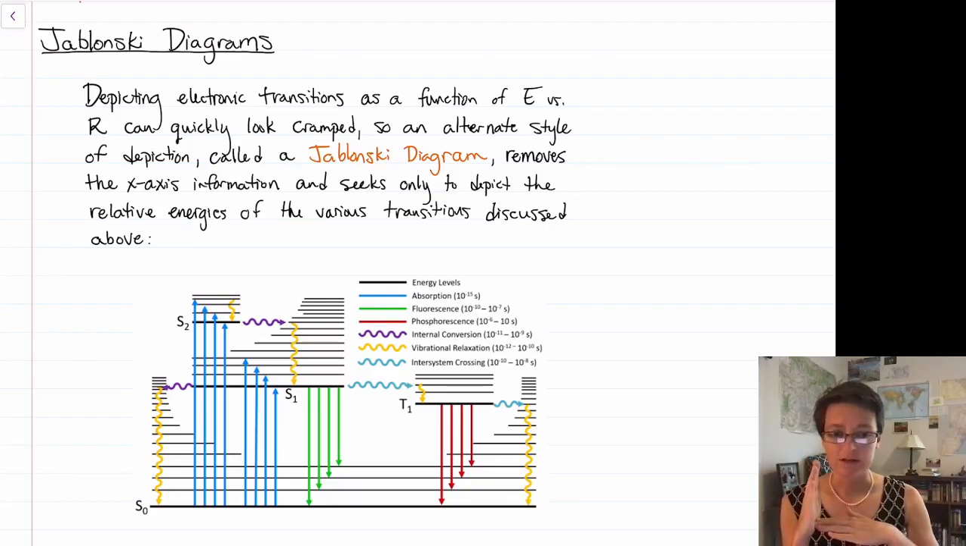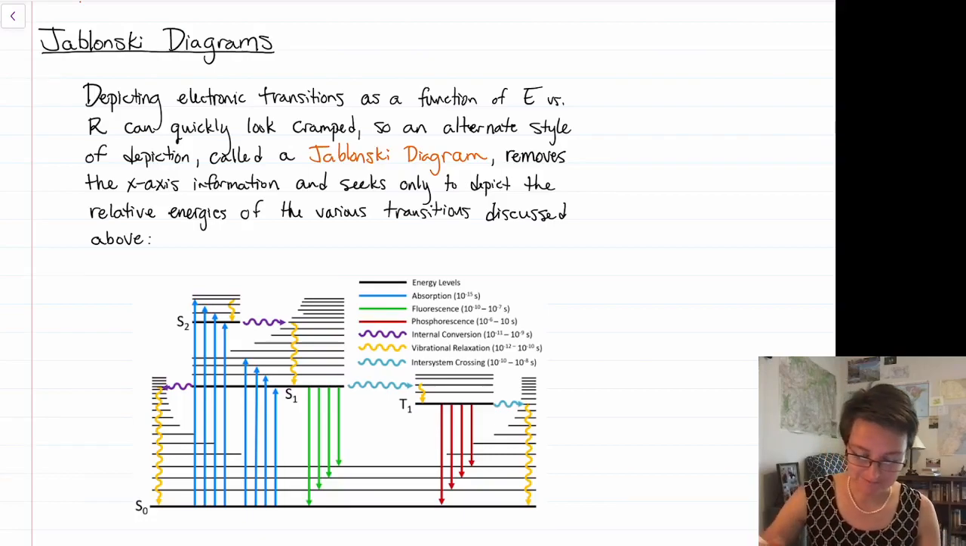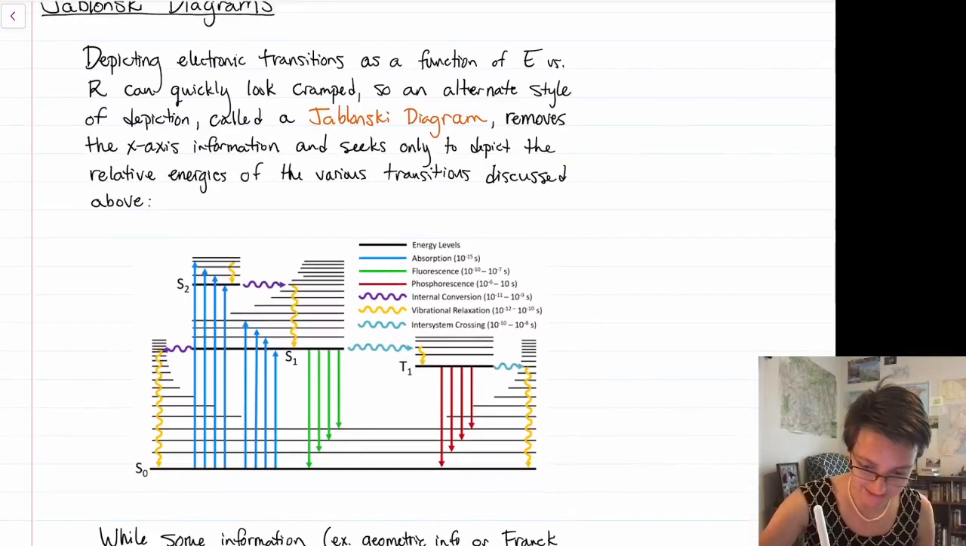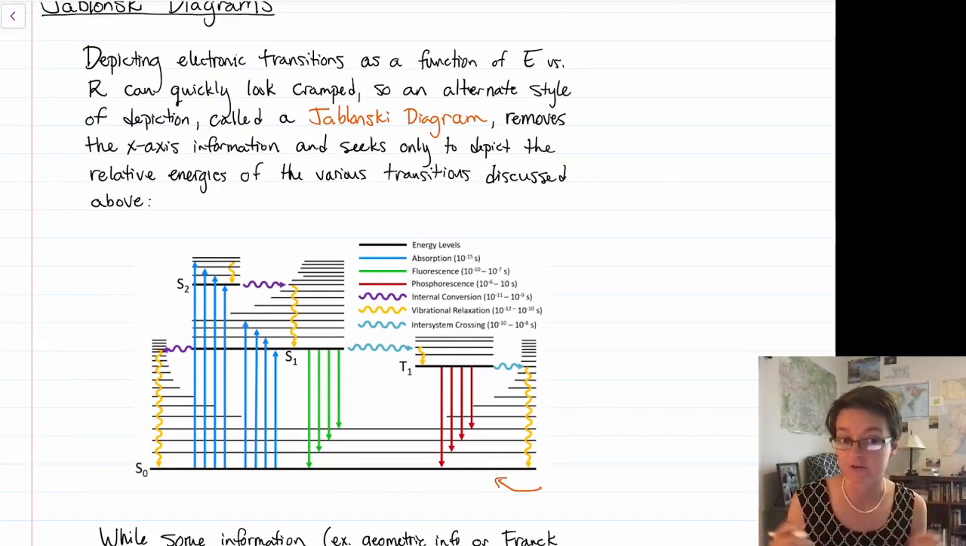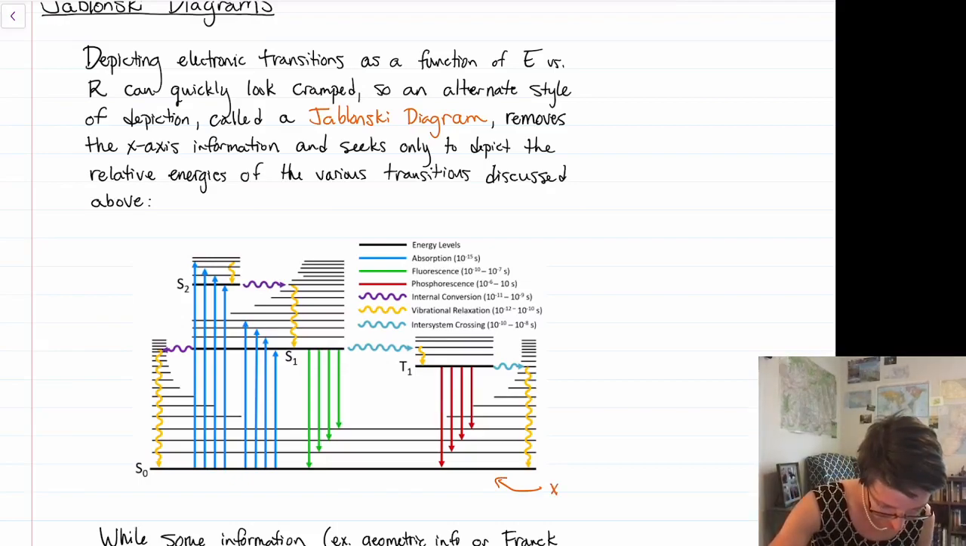Previously, up until this point, I've had the x-axis be a meaningful amount of information. It's depicting a nuclear coordinate, like a bond length. If we want to try and space out the lines on our diagram, Jablonski's choice was to remove all of the x-axis information, such that on a Jablonski diagram, the x-axis is meaningless. It's just spaced out for aesthetic purposes.